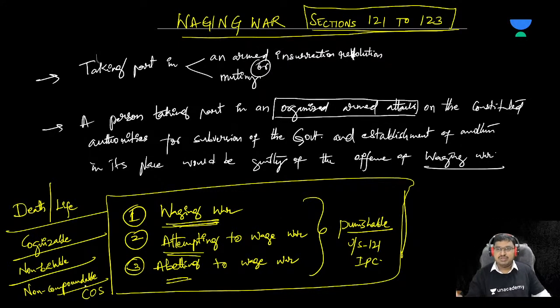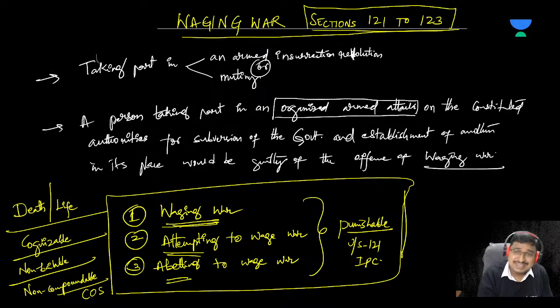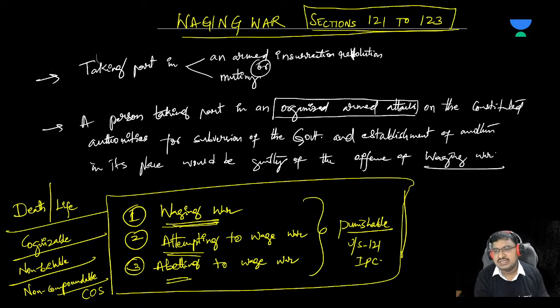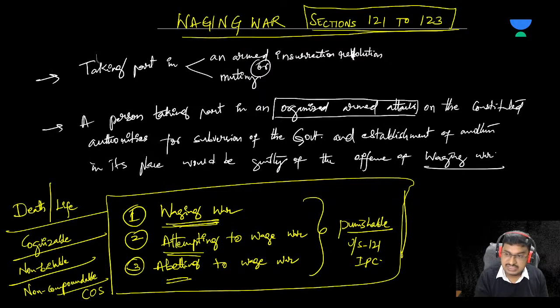Okay, this is about waging war. Friends, it is very clear that the word waging war is not at all defined under section 121 of IPC. In several cases, the Apex Court of India has stated that taking part in armed insurrection, revolution, taking part in mutiny, or any person taking part in an organized armed attack on the constitutional authorities for subversion of the government and the establishment of another in its place would be guilty of offence under waging war. Along with this one, we need to read the illustration.